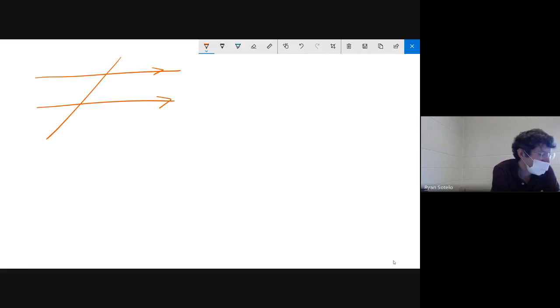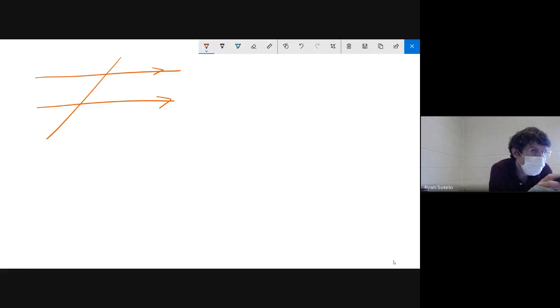So this is a transversal. What do we know about transversals? What do we remember about the angles that are formed by a transversal line crossing two parallel lines? Have you seen this before in your last math class? What do you know about the angles that are made?